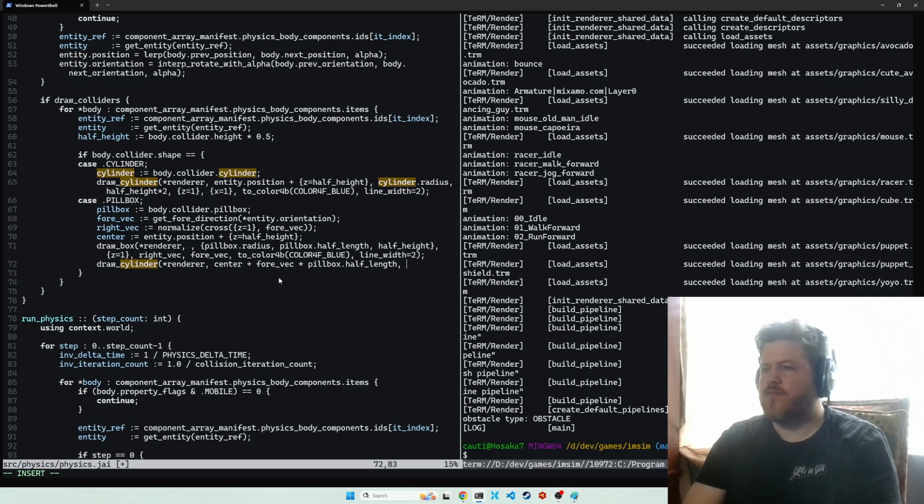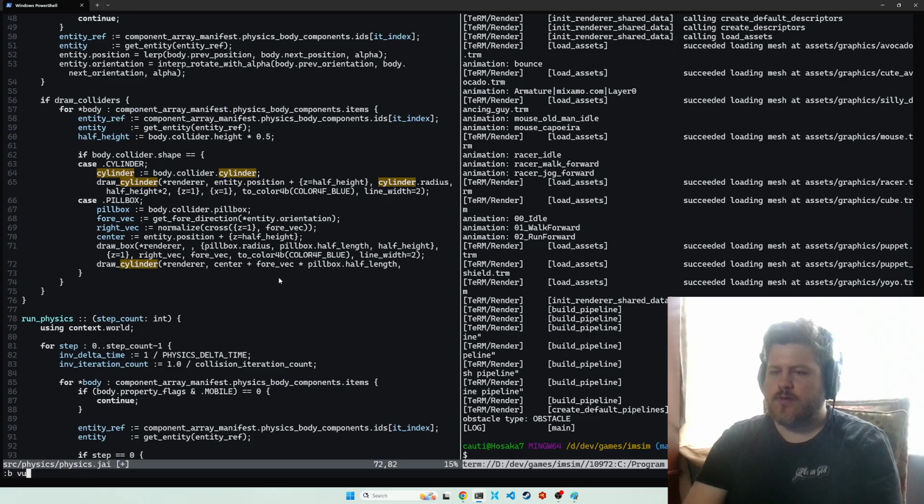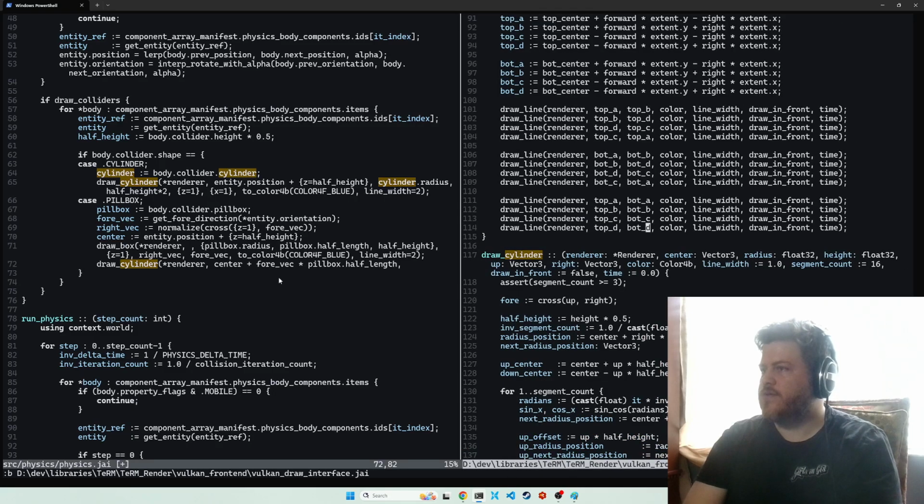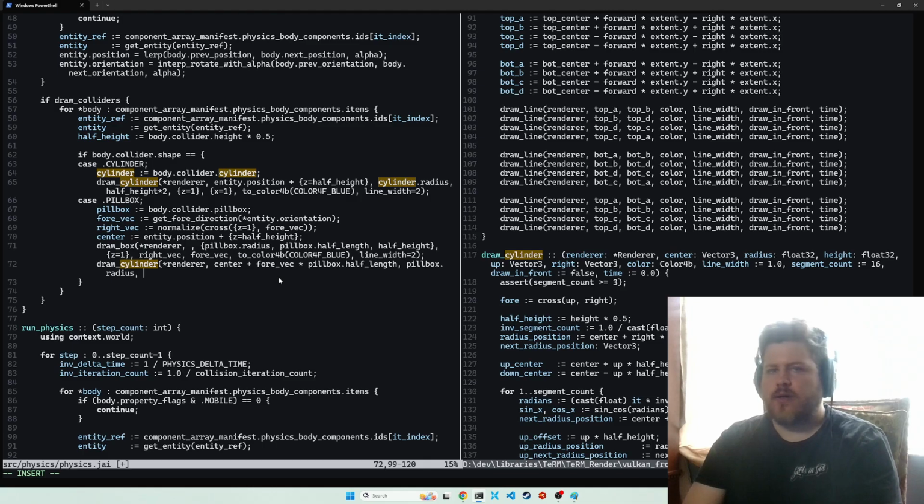And then we have cylinder radius. What is that for? Draw interface. So center and then radius. Okay, so pillbox radius. And then after radius we have the height, which is going to be half height times 2, right? I just need to know what the up direction and the right direction are, which I already have, thankfully. So up is always z equals 1, and then right is already gotten.